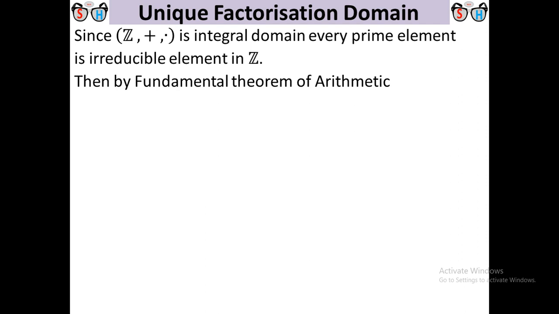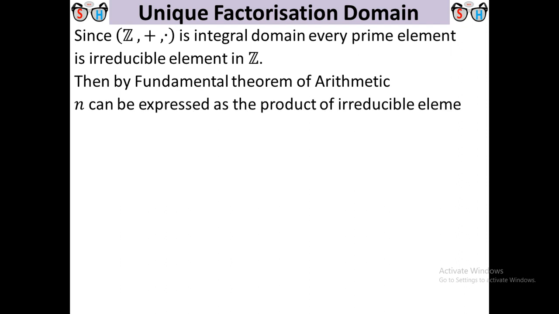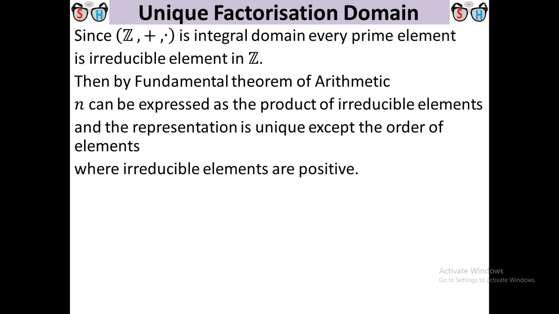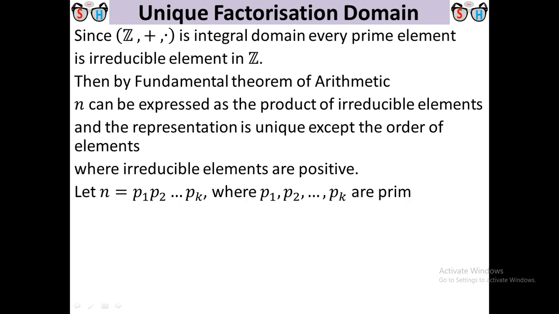So then by the fundamental theorem of arithmetic, n can be expressed as the product of irreducible elements, and the representation is unique except for the order of the elements, where the irreducible elements are positive, because the fundamental theorem is applied to positive integers. But here, since n is in Z, its expression can also be multiplied by some negative elements. Let n equal p1, p2, ..., pk, where all are primes.